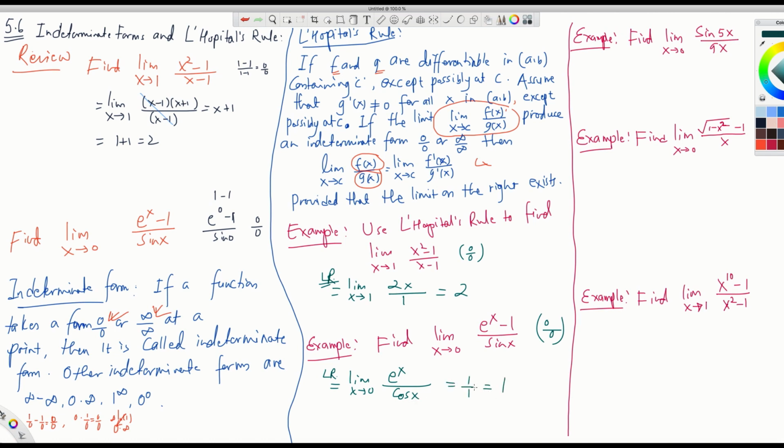See how easy it is. You don't have to factorize, you don't have to do anything. Just find the derivative of the top and the derivative of the bottom. But you need to have one of these indeterminate forms to use L'Hopital's rule: 0 over 0 or infinity over infinity. That is the main thing. Other indeterminate forms can be changed into one of these, so they are also okay.